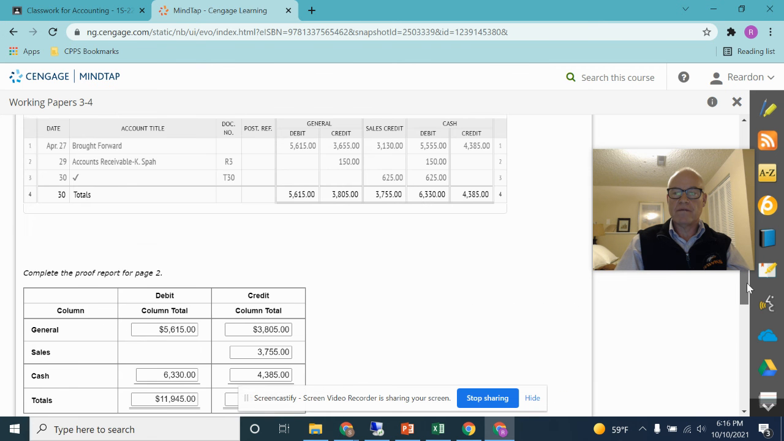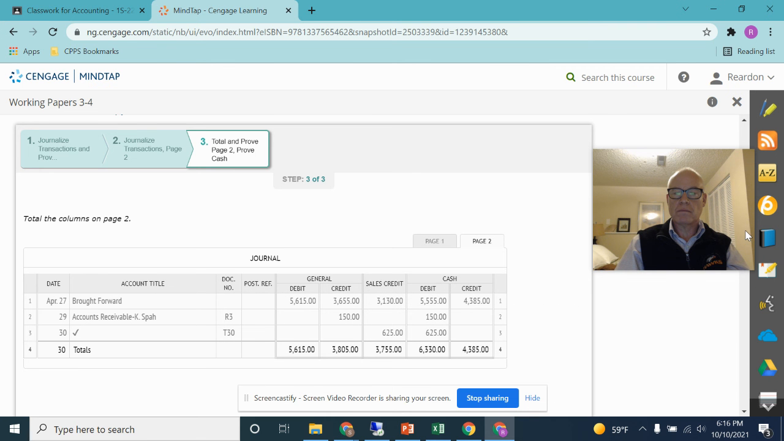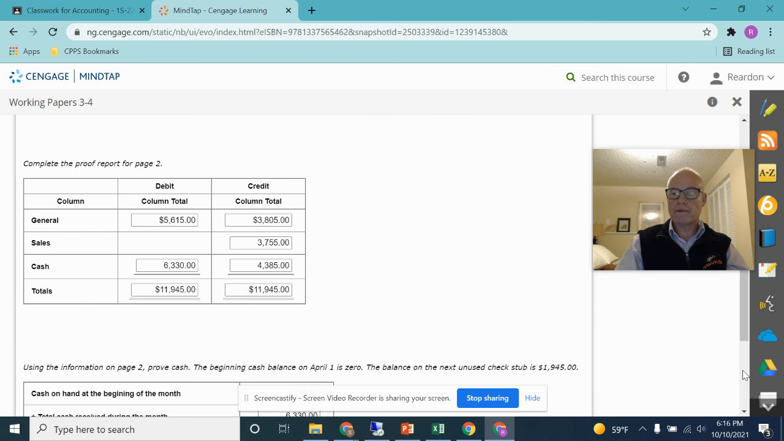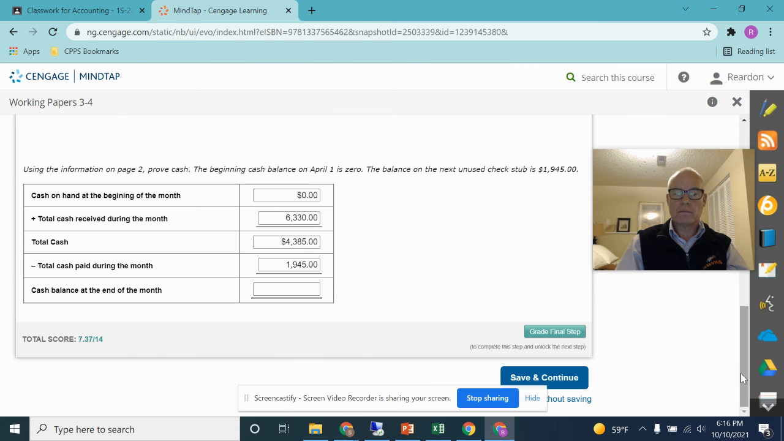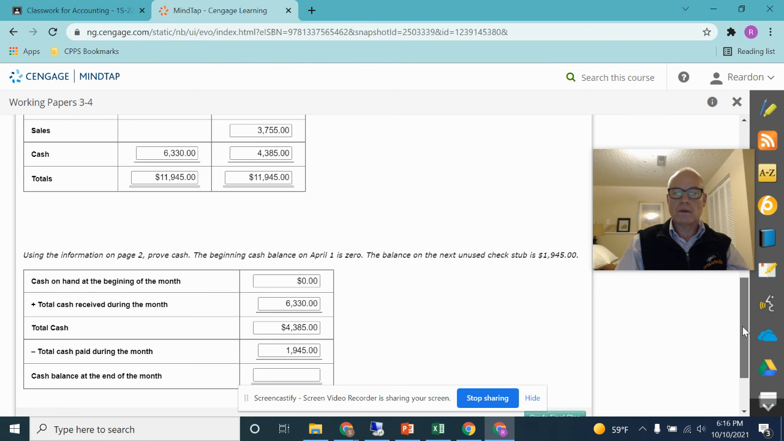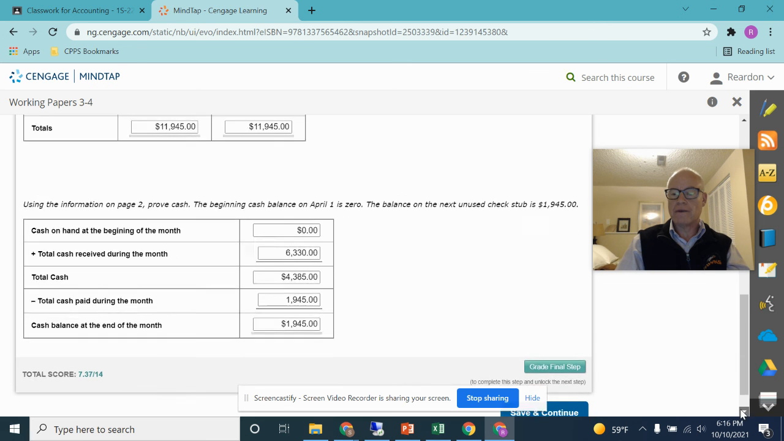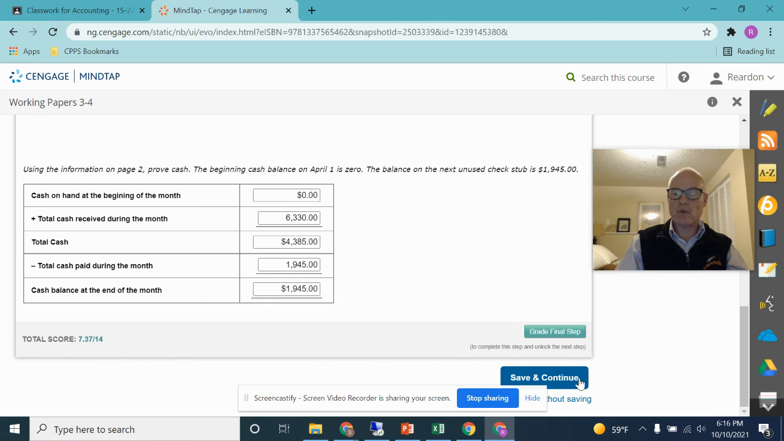Cash balance end of month, prove cash. Did I mess up somewhere? Save and continue. The balance of the next unused check stub is 1945. It just gave that to me. Oh, that was nice of them. All right. Cash balance beginning was 0. Okay. How did I do? Other than messing up way back on step 1, right?